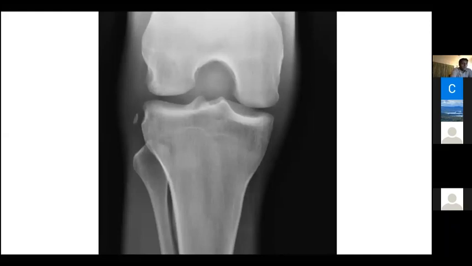Is this a standard AP view? No, it's a notch view. Ah. Why has someone taken a notch view rather than AP view? Okay, anyway, anyone else wants to have a go at this?